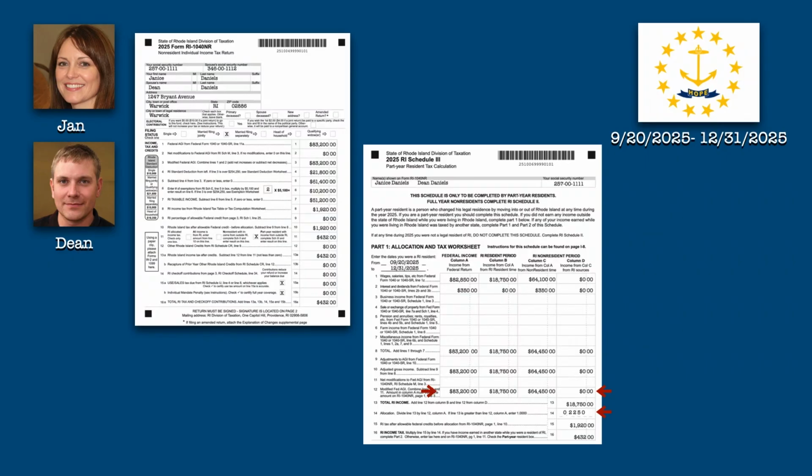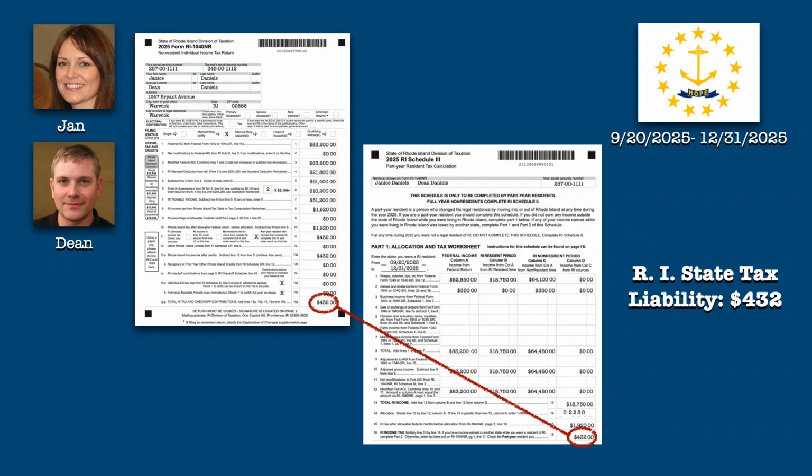At this point, we switch to the RI 1040NR tax return. We take the total income from all states, subtract the state's standard deduction and personal exemptions, and apply the state's tax rate to the result. This figure is transferred to line 15 of Schedule 3. The ratio is applied to this figure, and the result is placed on the last line of Schedule 3 and shows up on the RI 1040NR as a Rhode Island state tax liability of $432.